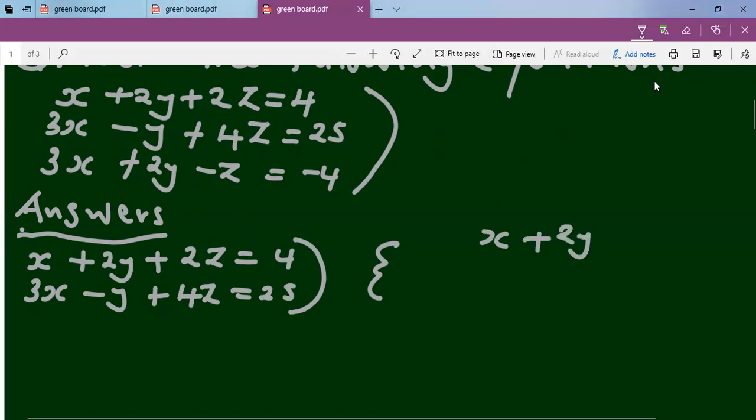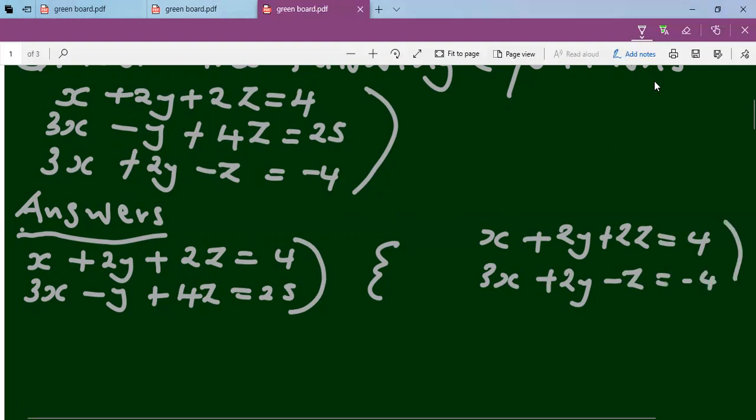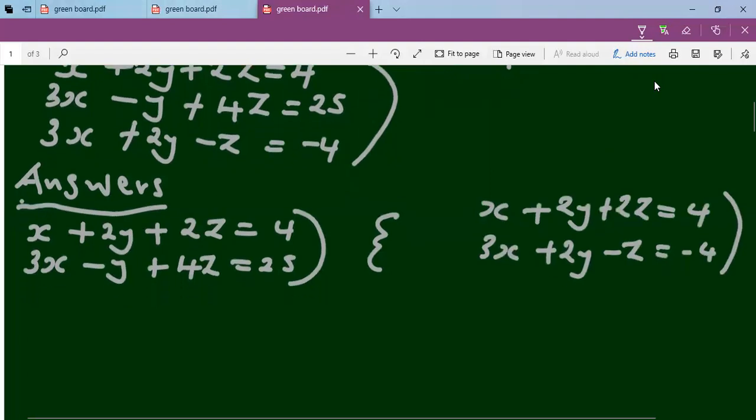x plus 2y plus 2z is equal to 4 with the last one, which is 3x plus 2y minus z is equal to -4. So this is another set. So we are going to solve now these 2 sets of equations by elimination. To do that, we need to decide which variable we are going to eliminate, whether x, y, or z. In this case, maybe I will say, let me eliminate x.